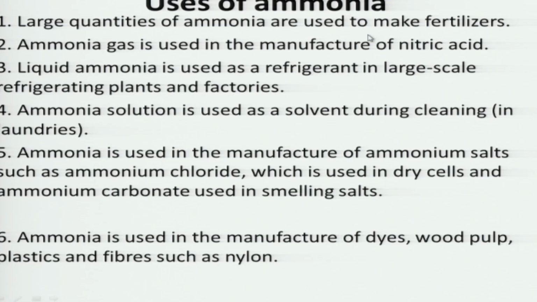All right? So it is used to make fertilizers. So ammonia is used in the manufacture of nitric acid. It is used in refrigerating plants and factories on a large scale. It is also used as a solvent during cleaning in laundries, for washing clothes. It can be used as a solvent, right?